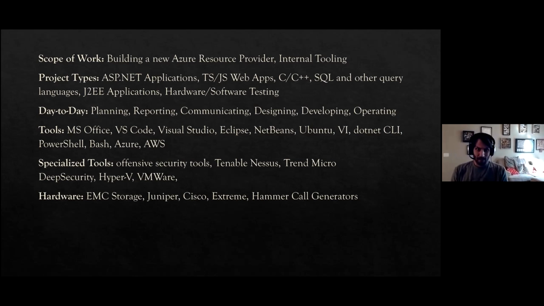Trend Micro Deep Security is an IDS/IPS, an intrusion detection and prevention system. Hyper-V and VMware are basically the hypervisor layer where your VMs live just above that. So being able to manage machines on big servers, those are useful skills or specialized tools.